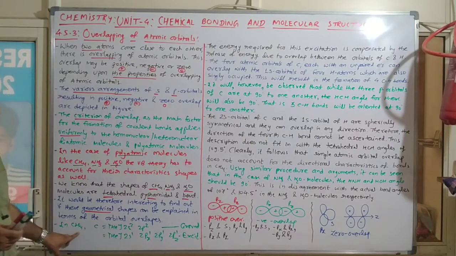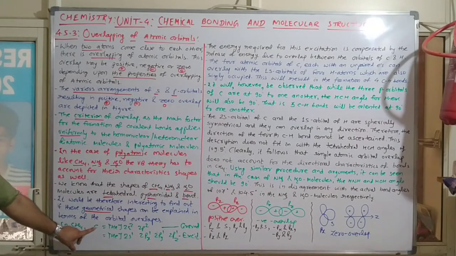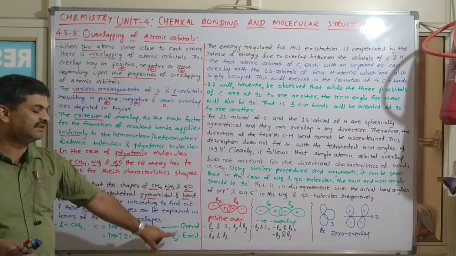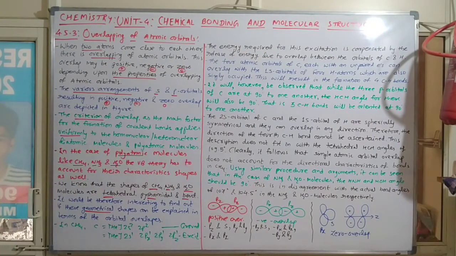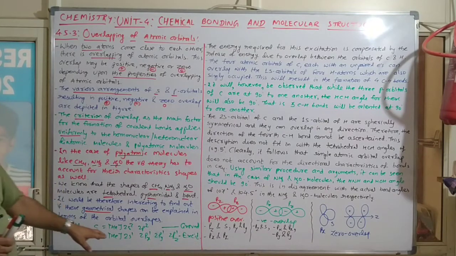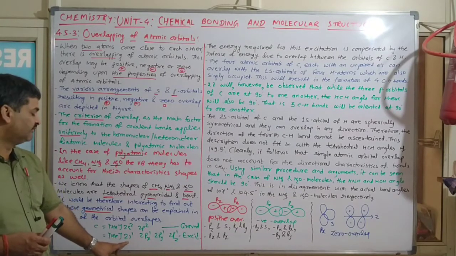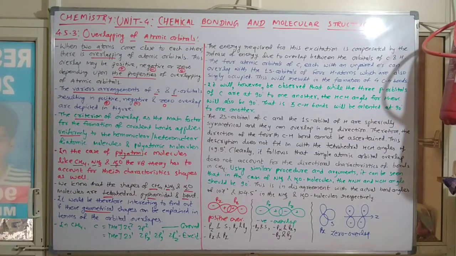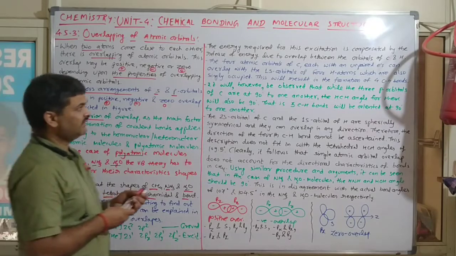So let's first take methane. Carbon is 1s2 2s2 2p2. This is the electronic configuration in the ground state. In the excited state, one electron will jump from the 2s orbital to 2pz. That is your excited state. Clear? Now what will happen?